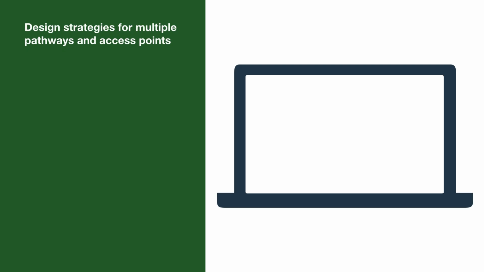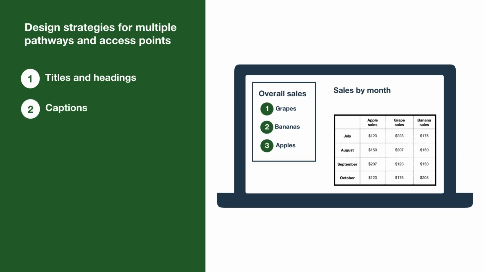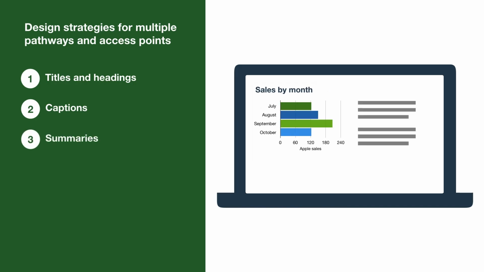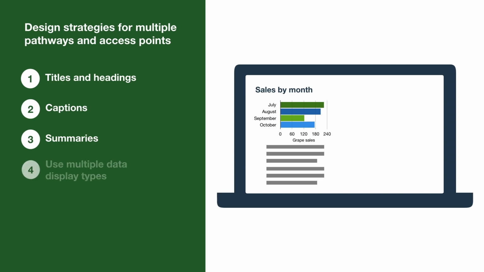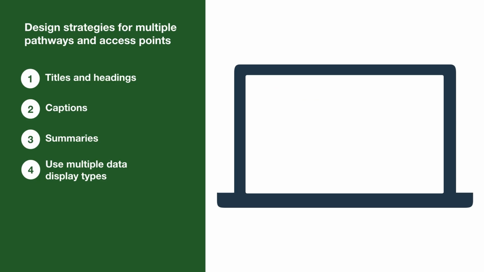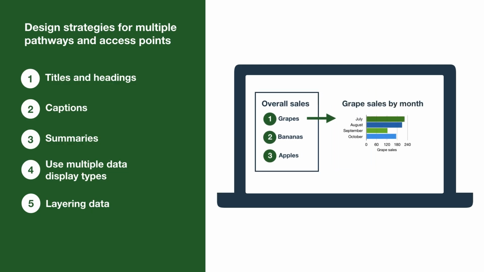Here are design strategies you can use to provide multiple pathways and access points. Titles and headings orient the reader to the data's purpose. Captions describe the intent and key point. Summaries are longer and can describe how to interact with the data display and key trends or takeaways. Using multiple types of data displays, for example, a table and a bar graph, gives people multiple options that suit their needs and goals. Layering data, or starting with only the essential information first, helps users have an entry point to the information before getting into more detailed data points.